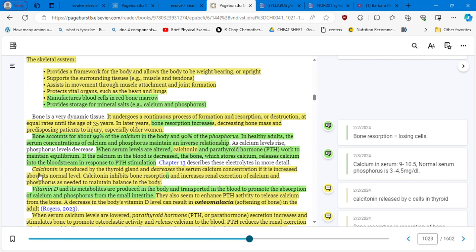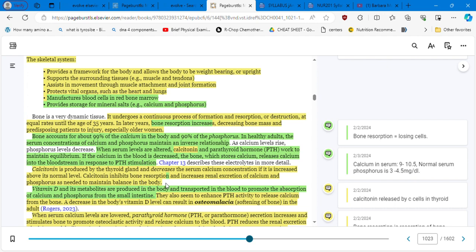Calcitonin is produced by the thyroid gland and decreases the serum calcium concentration if it is increased above its normal level. So calcitonin is going to inhibit bone resorption, stop bone destruction, bone loss, and increase renal excretion of calcium and phosphorus as needed to maintain balance in the body.